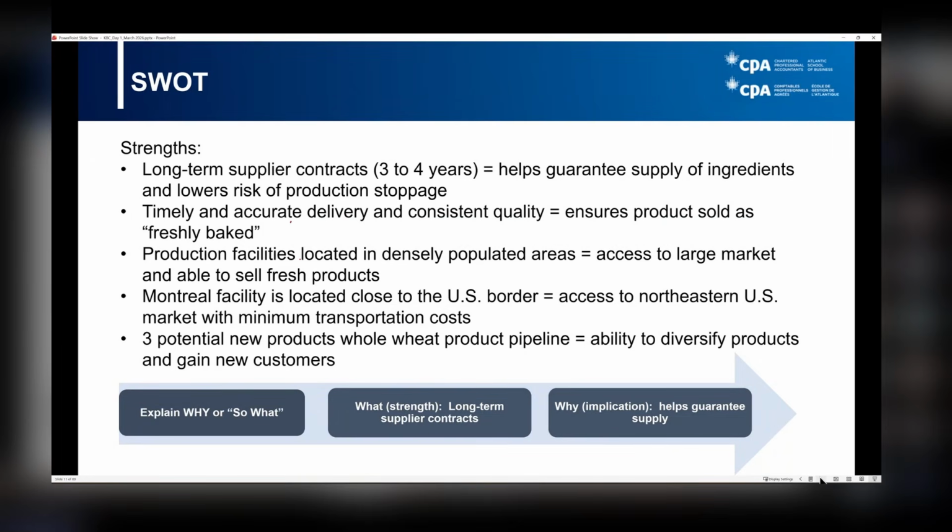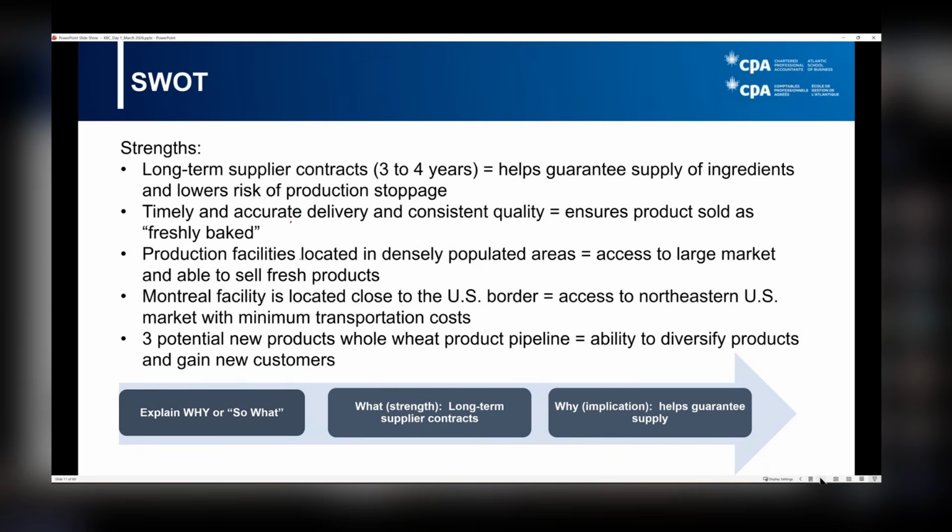So if you notice here, for illustration purposes only, I've included an equal sign. And I've done that on purpose so that you can see the information after the equal sign is explaining the why and the impact. So in other words, the what, the strength, is long-term supplier contracts. So what? Why is that a strength? What's the potential positive impact to the company? Well, it helps guarantee supply.